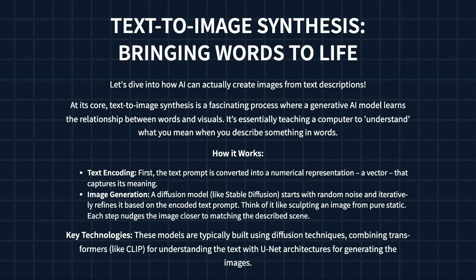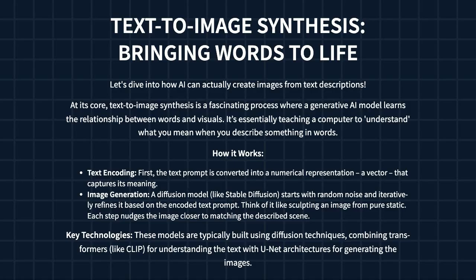Okay, so let's talk about how we get AI to create pictures from words. It's a pretty incredible feat. Basically, these systems learn the connection between language and visual concepts. They start by turning your text prompt, like a fluffy pink dragon flying over a rainbow, into numbers that represent its meaning. Then, using something called a diffusion model, they gradually transform random noise into an image that matches that description. It's like taking a blank canvas and sculpting it step by step based on what you told the AI to create.